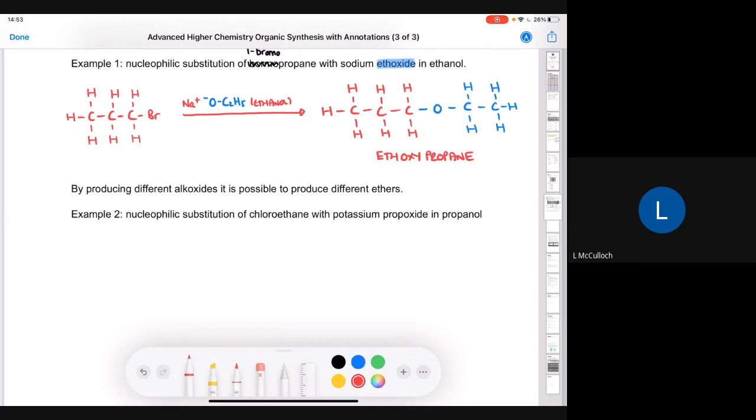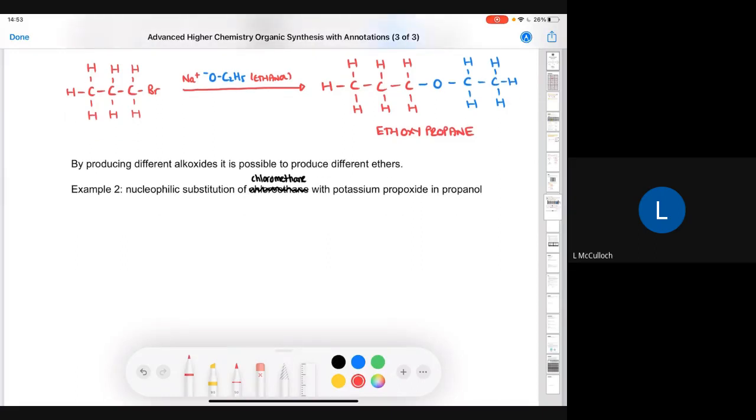another haloalkane with a different alkoxide and producing a different ether. Now, if memory serves me, this one actually produces the same ether. So what we're going to do is change chloroethane to chloromethane just so that we actually get a different ether, because it doesn't really make any sense to talk about getting a different ether and then using two substances that end up giving you the same ether as the one previously. So we'll use chloromethane for this. So we're going to use chloromethane with potassium propoxide that's been dissolved in propanol.